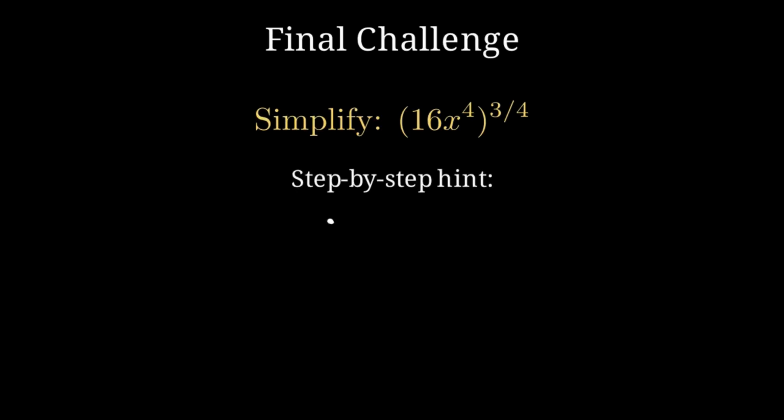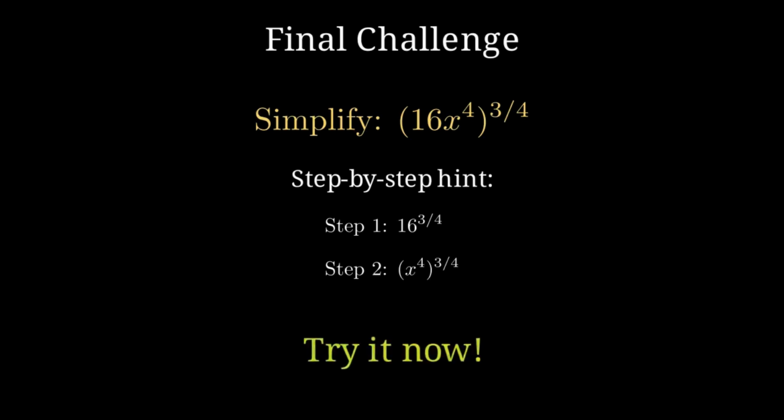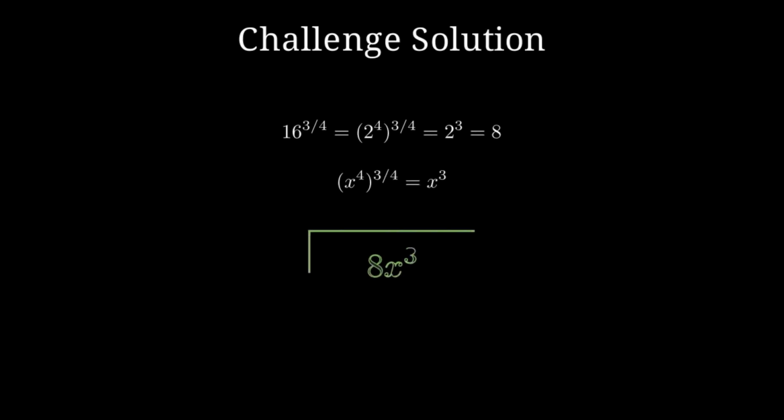Let's test your knowledge. Try simplifying 16x to the 4th, all raised to the 3/4 power. Break it into parts, calculate the constant first, then apply the power law to the variable. The 4th root of 16 is 2, and 2 cubed is 8. For the variable, 4 times 3/4 is 3. The final simplified result is 8x cubed.